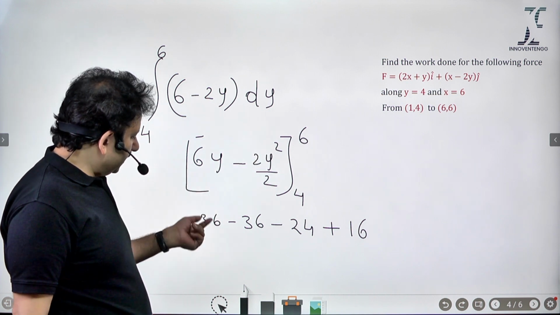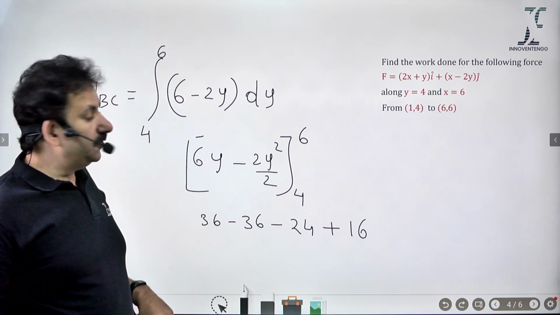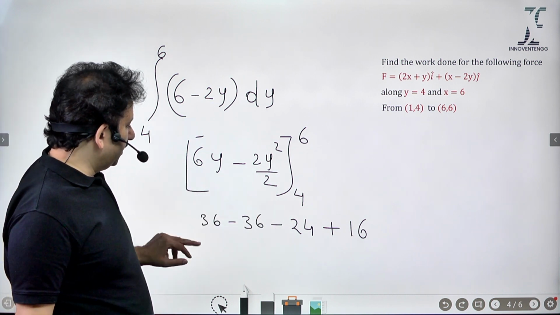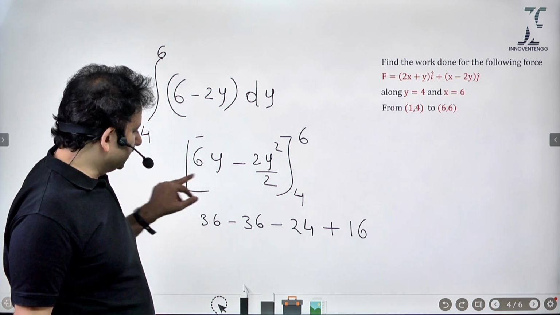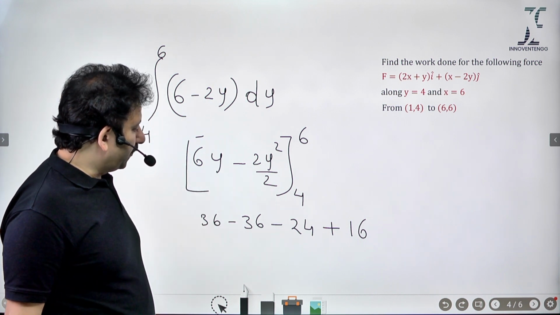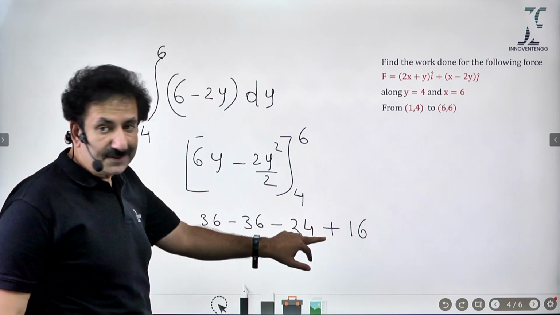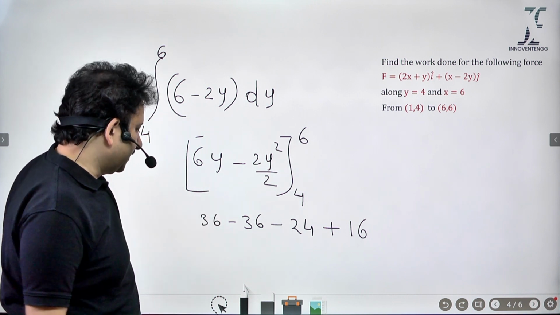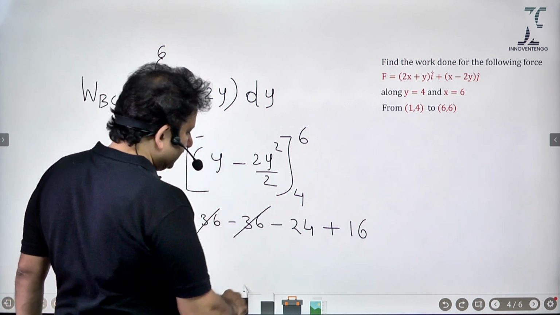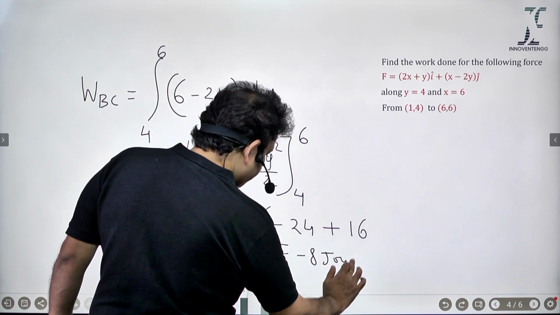So if you integrate, you get 6y minus y square, because this 2 would get cancelled. If you put the upper limit, it is 36 minus 36, which obviously goes to 0. And then if you substitute the lower limit, you will be subtracting that from the upper limit. So it is 24, so minus 24. Since minus comes and you are subtracting, minus of minus becomes plus. So when you put y equal to 4, it becomes plus 16. So this would get cancelled, and you are going to get minus 8 joules.